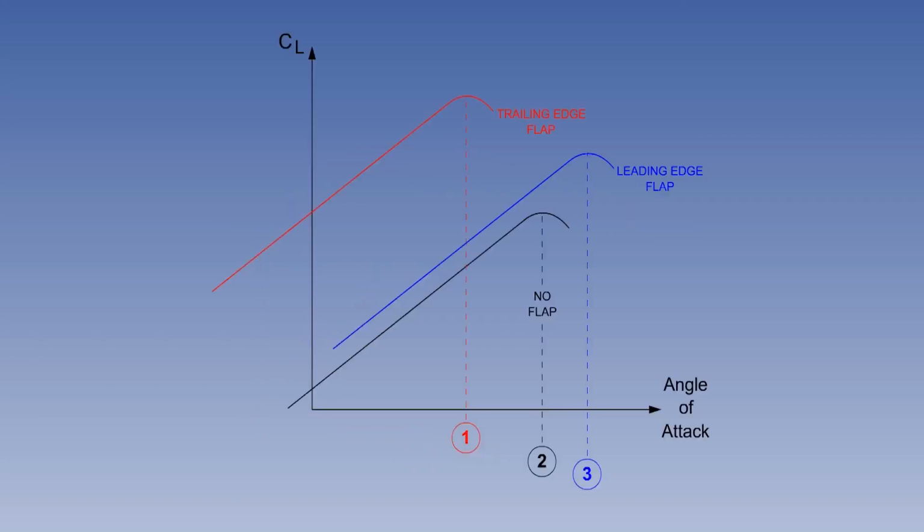This illustration shows the order of increasing stall angle for flaps. The configuration that gives the lowest stall angle is trailing edge flaps. The next highest stall angle is no flaps, and the highest stall angle is leading edge flaps. This is not an operational consideration, but the examiners might ask you.